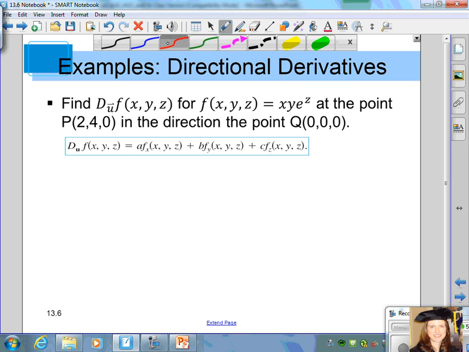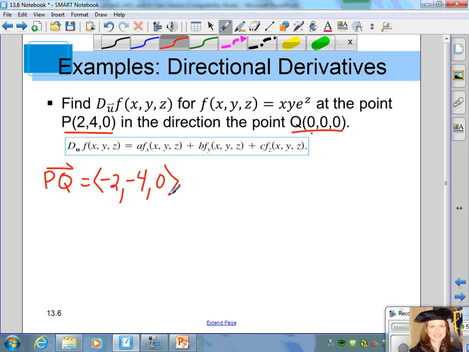So what we'll do here is we have this point P looking in the direction of Q. We can find a vector from P to Q. And remember, when you're finding the components of a vector, you take the terminal point and subtract the initial point. So it's going to be 0 minus 2. And I'm going to use the angle bracket notation. So that vector is -2 for the first component, 0 minus 4, that's negative 4, and 0 minus 0. So that is your vector that is pointing in the direction where you want to find the derivative.